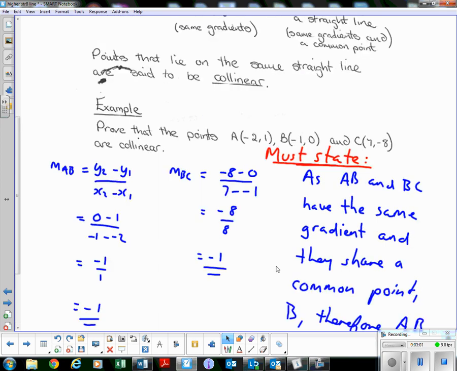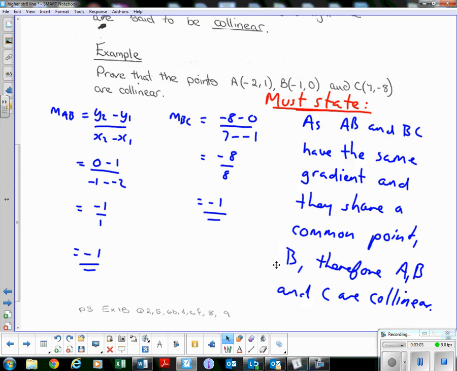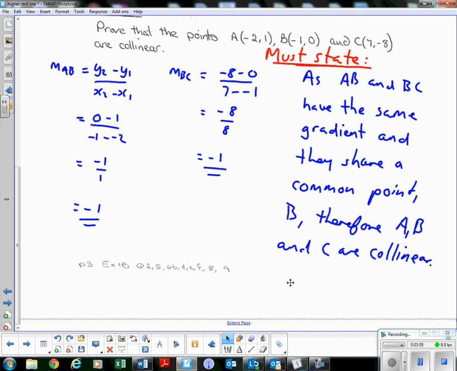Okay, and that is it for collinear lines. So have a go at exercise 1B from the Heinemann textbook, questions 2, 5, 6B, D, E, and F, 8, and 9.